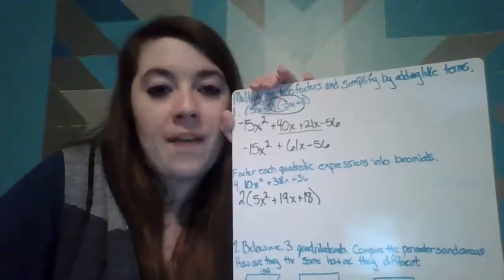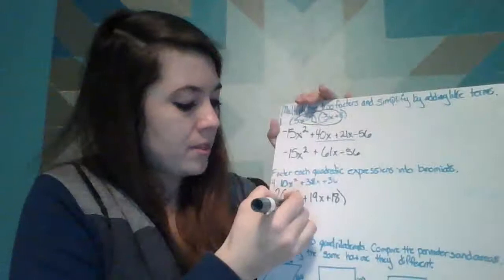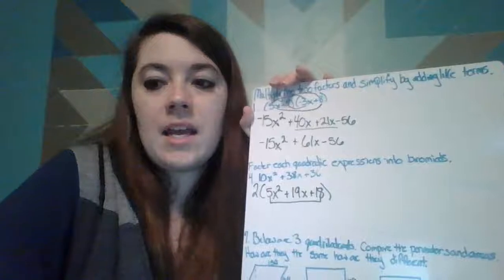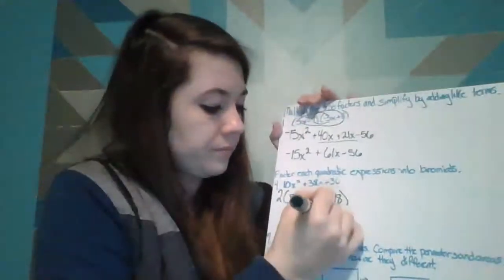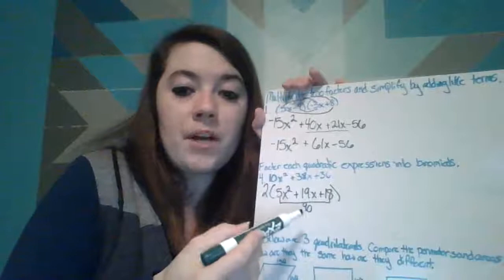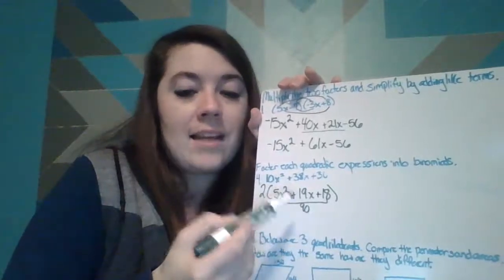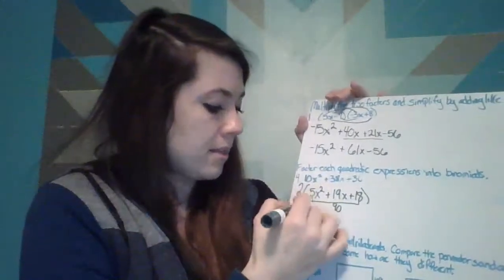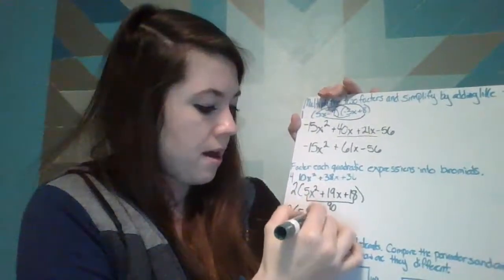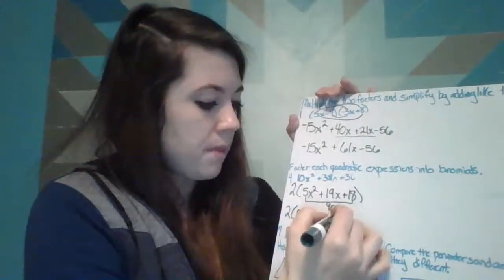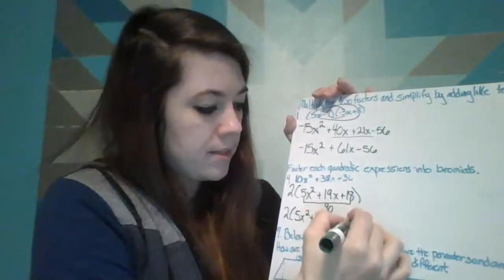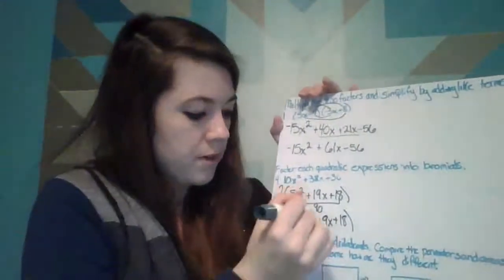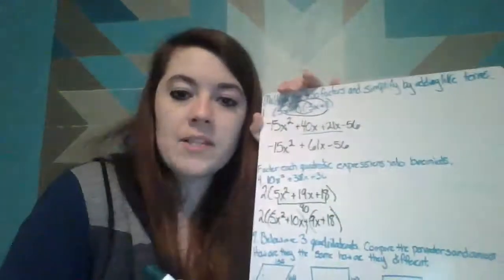Instead, we have to do factor by grouping, which means we multiply the 5 and the 18 together. So 5 times 18 is going to give us 90. So now what two numbers multiply to give us 90 and add to give us 19? 10 and 9. Excellent. So we'll have 5x squared plus 10x plus 9x plus 18. Now remember, this is a step where we do the grouping. So we group the first two together, we group the second two together, and we take out what we can.